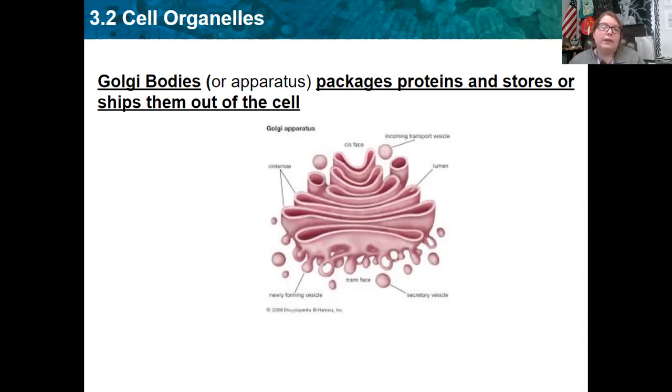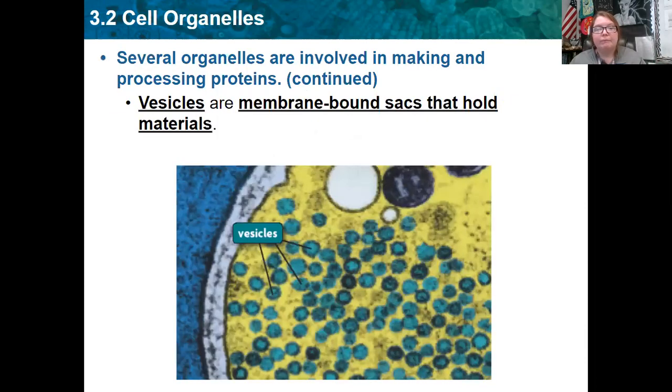They don't make any materials in there necessarily, but they receive shipments of things in from the factories. They repackage them and then they ship them out wherever they need to go. That's what the Golgi body, or the Golgi apparatus, is doing. And it's actually named after an Italian man whose last name was Golgi, and he discovered these.